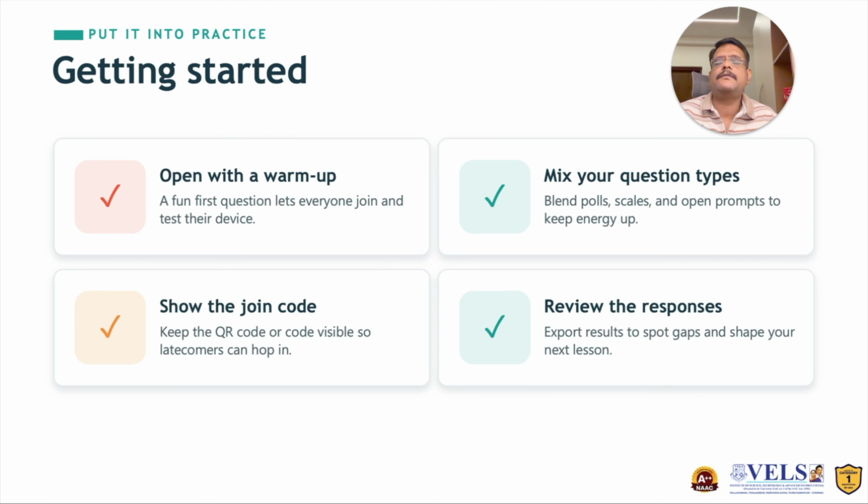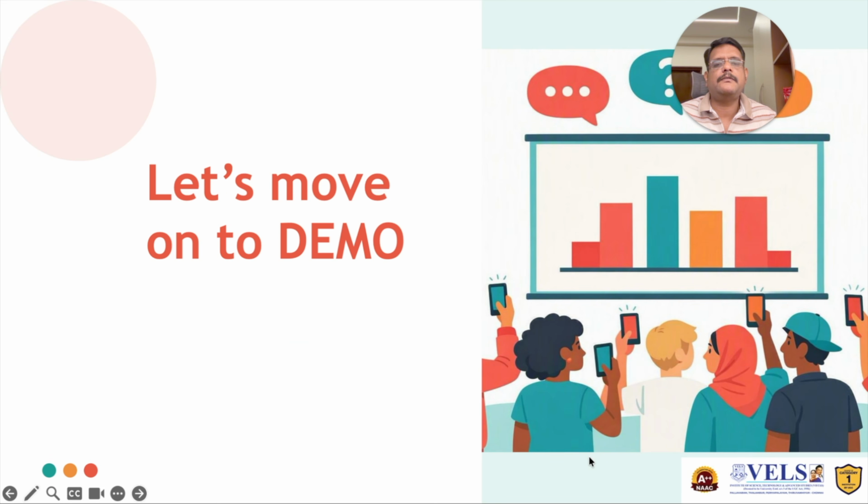So, how to start with it? The teacher can put forward the first question in a very fun-filled format so that it makes everyone join. Sometimes the audience may be hesitant to join, but seeing the responses on the screen will make them also join the session immediately. The questions can be a blend of polls, scales, prompts, etc. They can join through the QR code and immediately see the responses. The responses will be live on screen. Later on, the teacher can also download the responses and analyze them from the Mentimeter website.